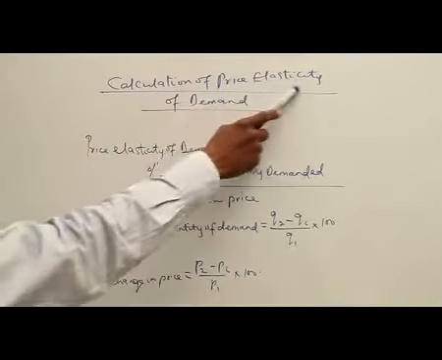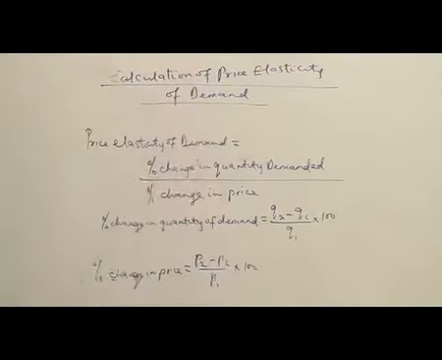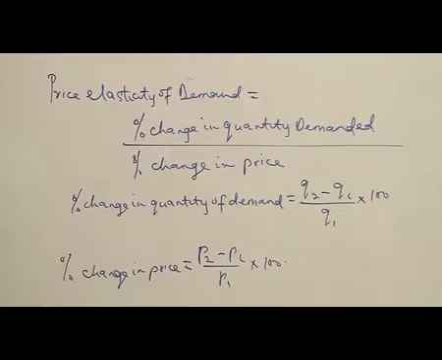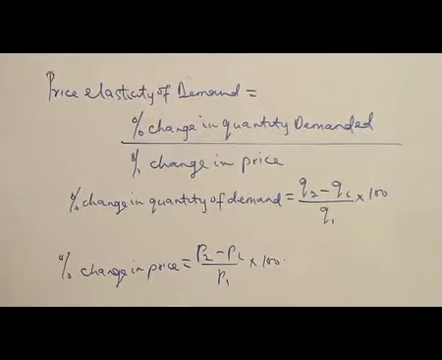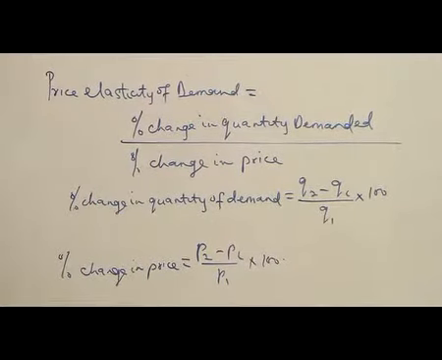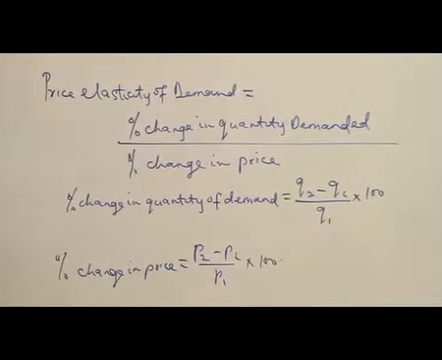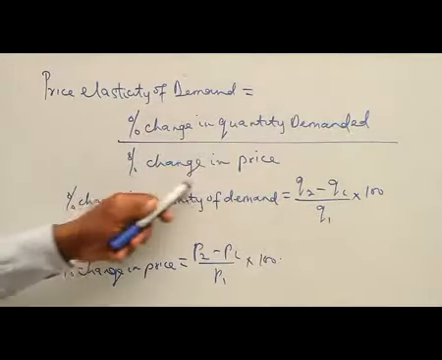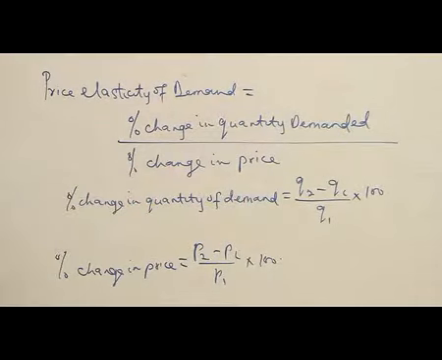Calculation of price elasticity of demand. For us to know if demand is positively reacted or negatively reacted, we go through this calculation, and the formula before us is this: price elasticity of demand. What the formula is saying is that we try to look for the percentage change in quantity demanded and the percentage change in price. When you look for this, we'll be able to know if the reaction is positive or negative.